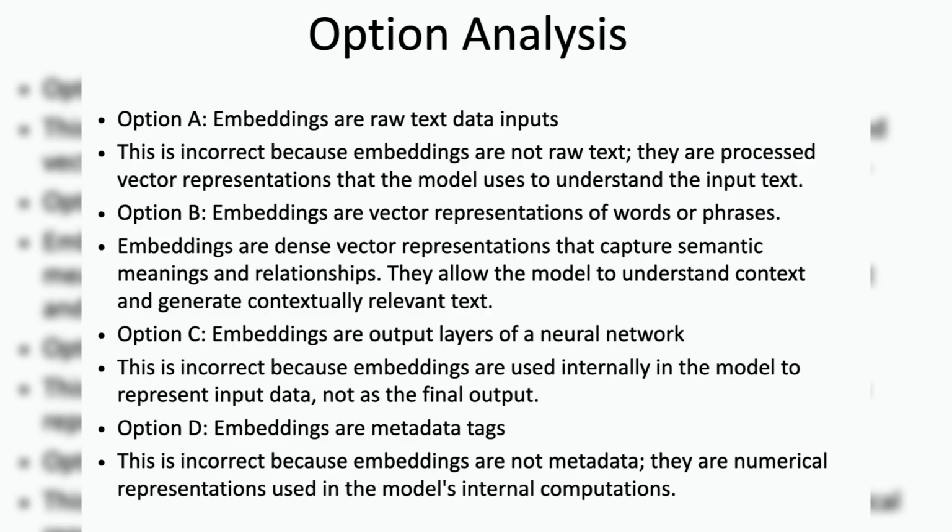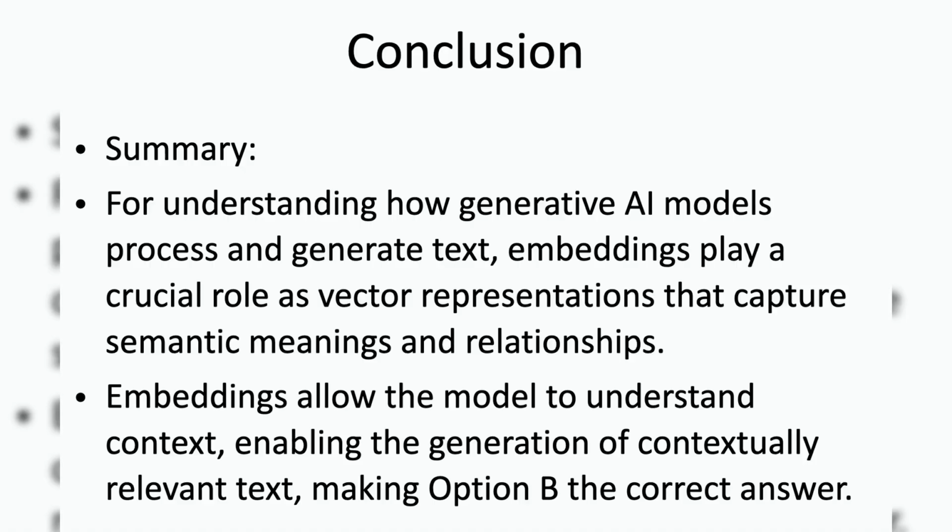Option C, embeddings are output layers of a neural network. This is incorrect because embeddings are used internally in the model to represent input data, not as the final output. Option D, embeddings are metadata tags. This is incorrect because embeddings are not metadata. They are numerical representations that capture the meaning and context of the text, which are used in the model's internal computations. By applying this reasoning, option B is the correct answer.